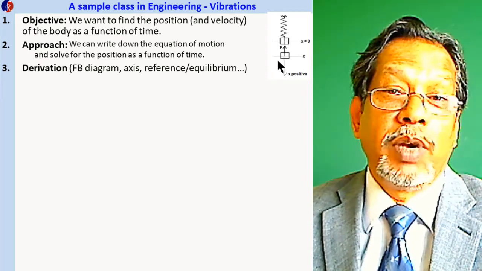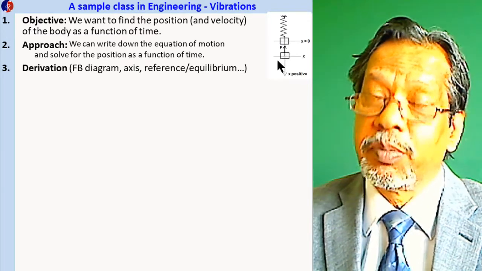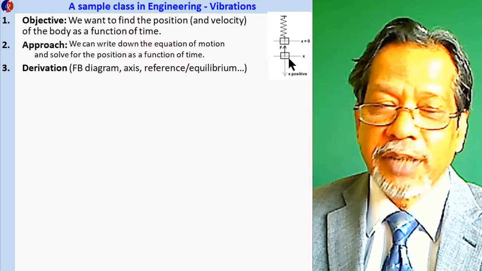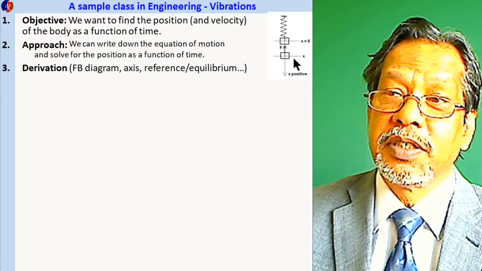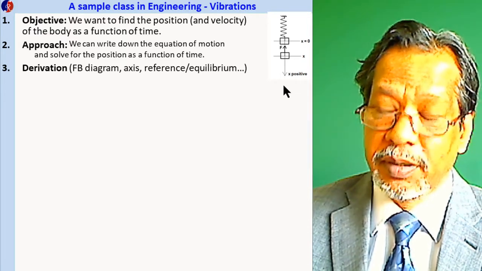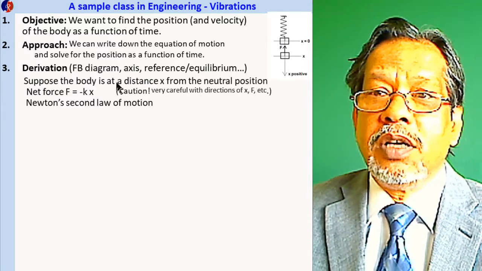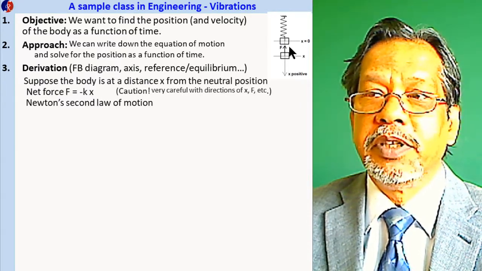Okay, one can get into the details of that later on. For now, we are not studying that part. So this is a free body diagram, a body with all the forces represented on it. The axis system is very important. Remember, I have chosen this x downwards. Suppose the body is at a distance x from the neutral position.